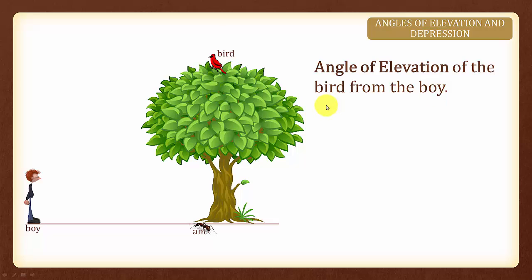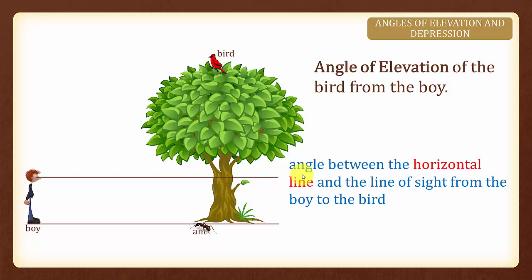Since the angle is from the boy, we will first draw a horizontal line from the boy that is parallel to the ground. The angle of elevation is defined by the angle between the horizontal line and the line of sight from the boy to the bird. And this is the angle, which is 38 degrees.